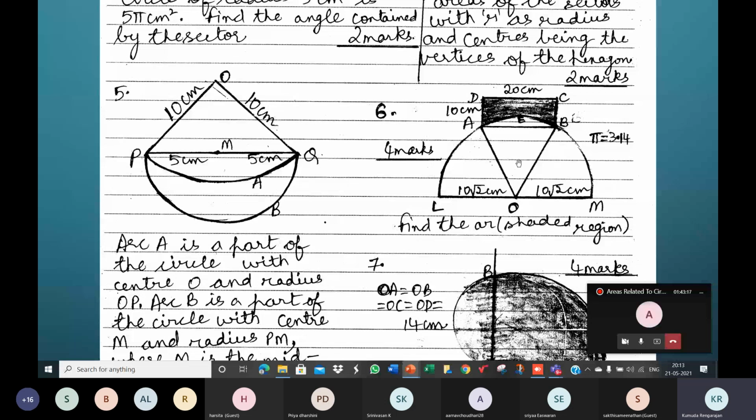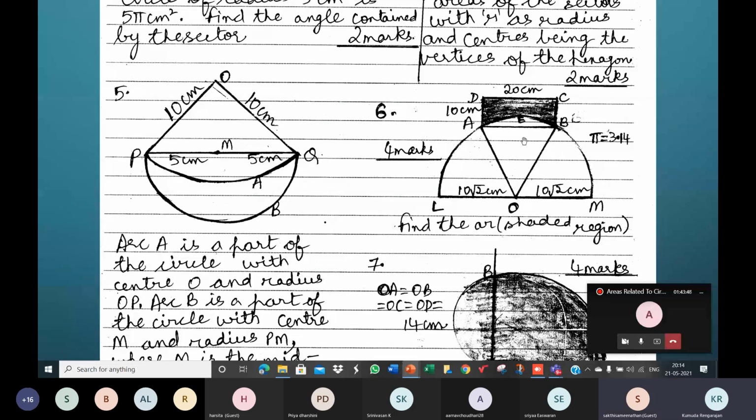So what you have to do is, in triangle AOB, OA is 10 root 2 and OB is 10 root 2. Find out, children, what is OA square plus OB square? We are talking about this triangle. In this triangle, find OA square plus OB square.